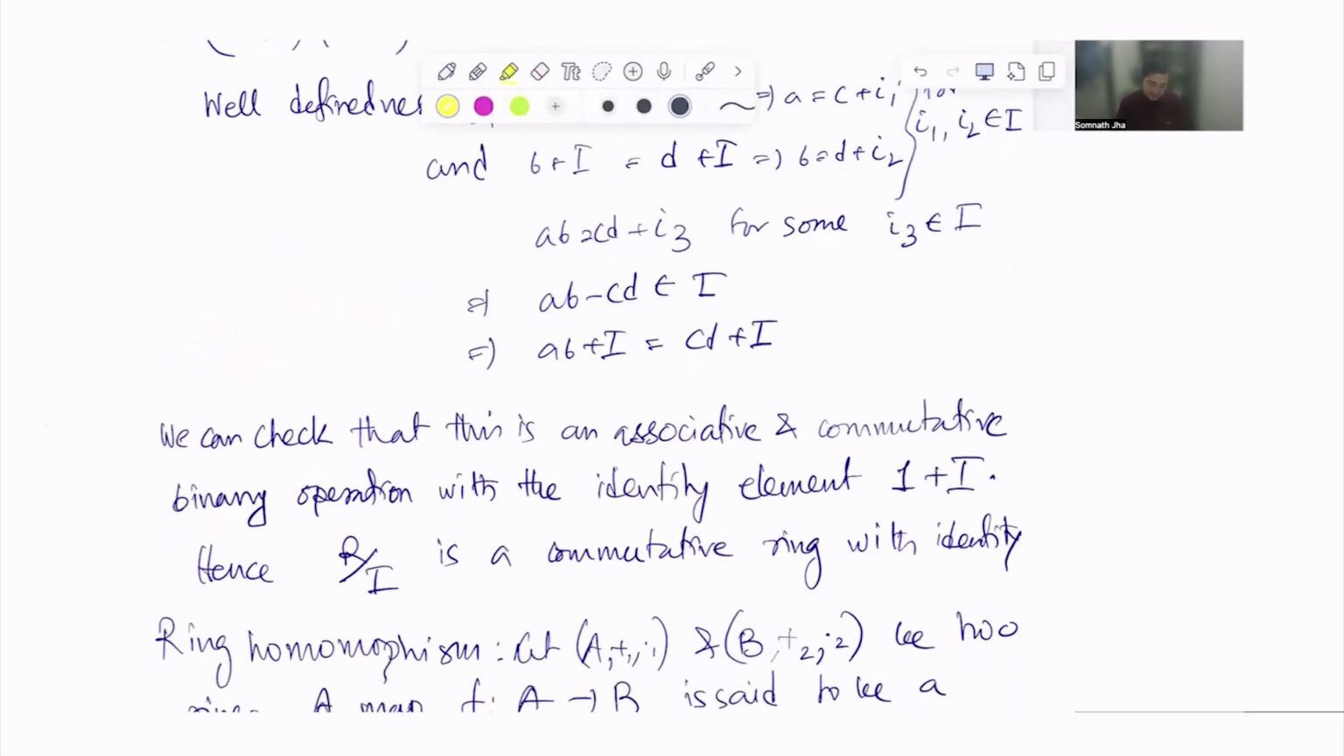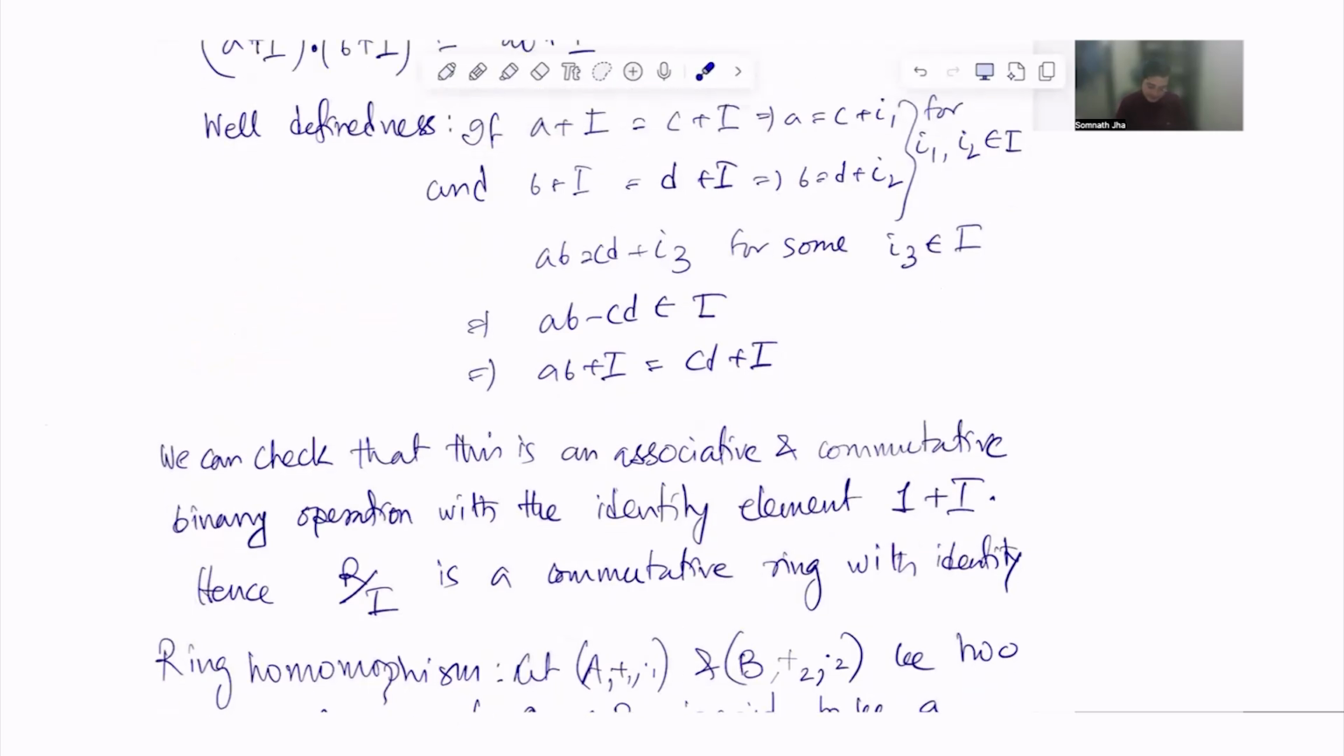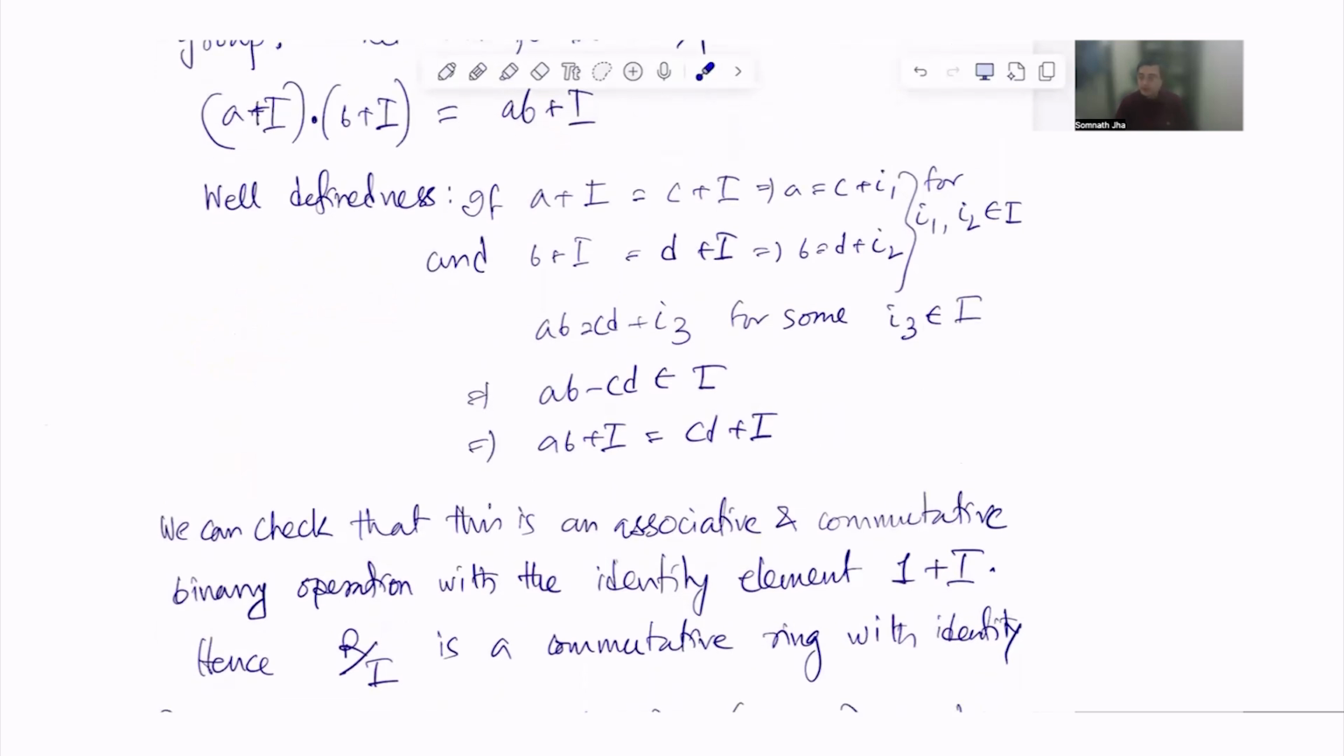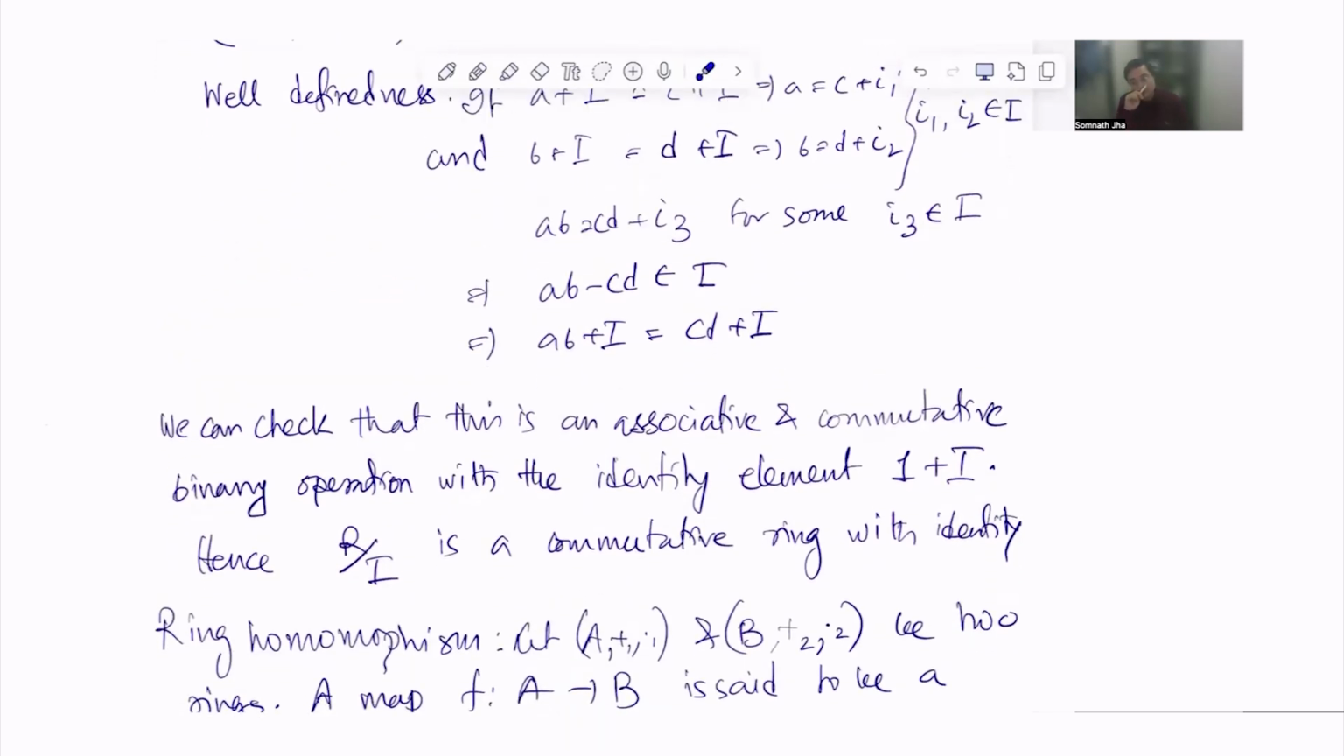So next is about quotient ring. Next is about ring homomorphism.